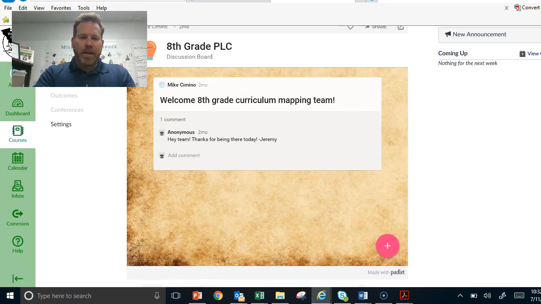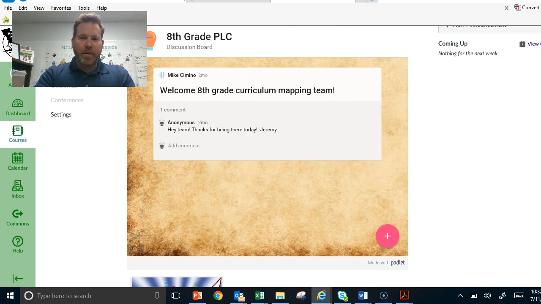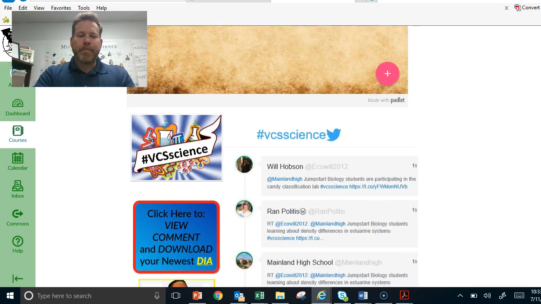We used it during curriculum mapping a little bit in some of the groups where we can just pose questions or pop resources. But this won't be the place we put resources anymore. We have a process for that.